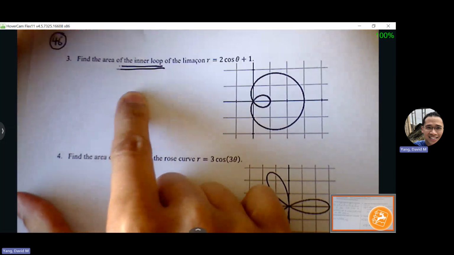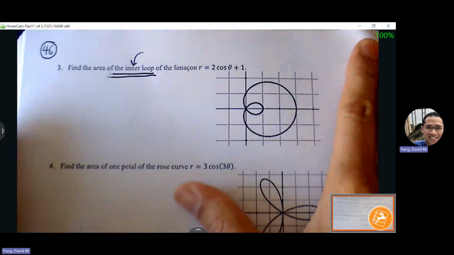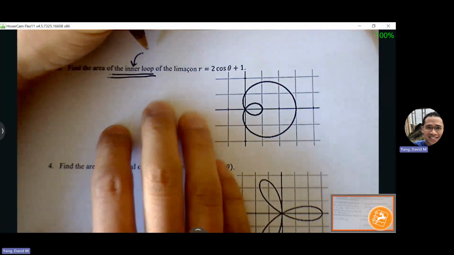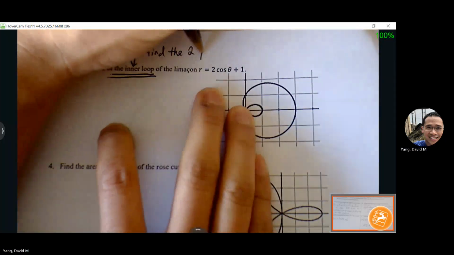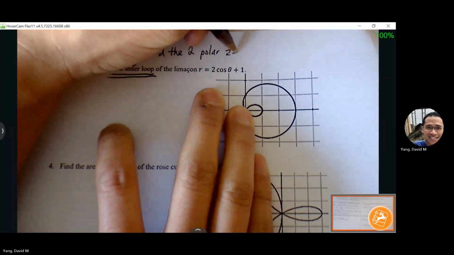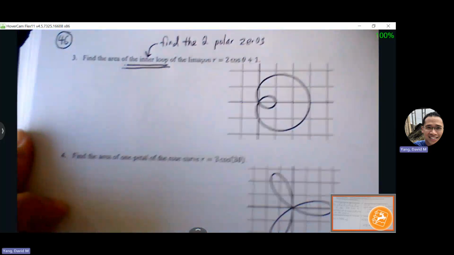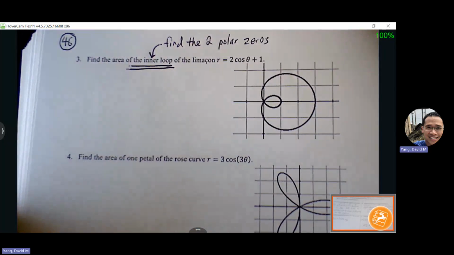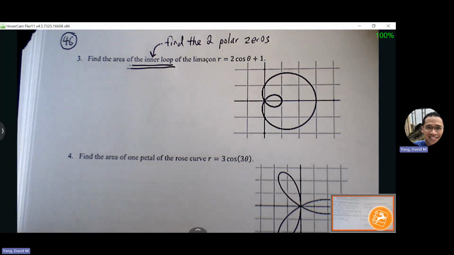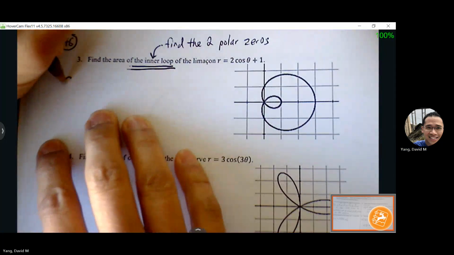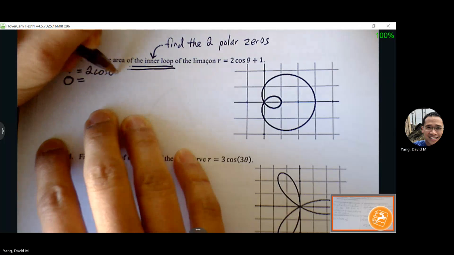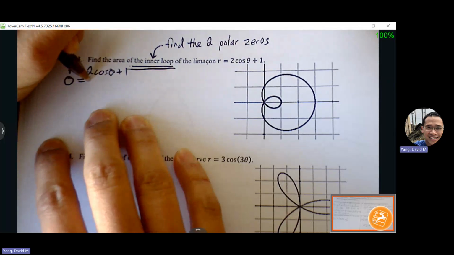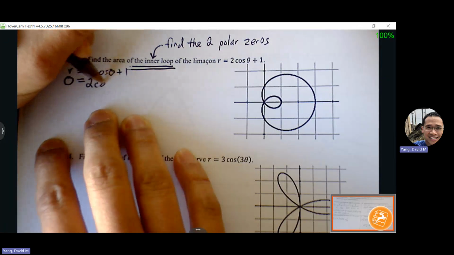So to find the bounds, we're going to find the 2 polar zeros. That's really the only challenge here. If we can find the 2 polar zeros, then setting up the area is going to be pretty easy. So my r is 2 cosine theta plus 1. I'm going to set r equal to 0, to figure out when the radius is 0.